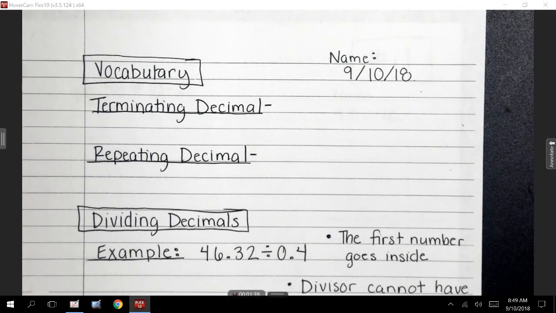The first word is a terminating decimal. Now the word terminate, that should sound like something that we know. I know we have a terminator that comes to our house to spray because I have a crazy, insane fear of bugs. Do not let them in my house. Get them away from me. So the word terminate, guys, that means we're ending. We're stopping the bugs from coming in Miss Sawyer's house.